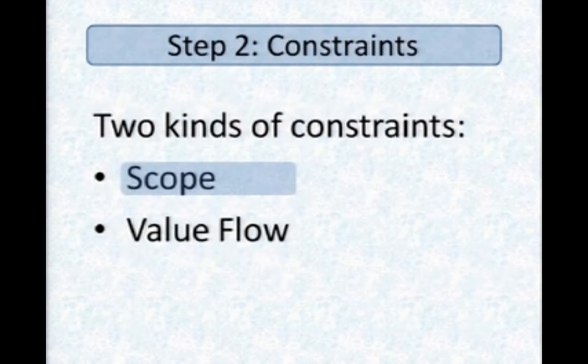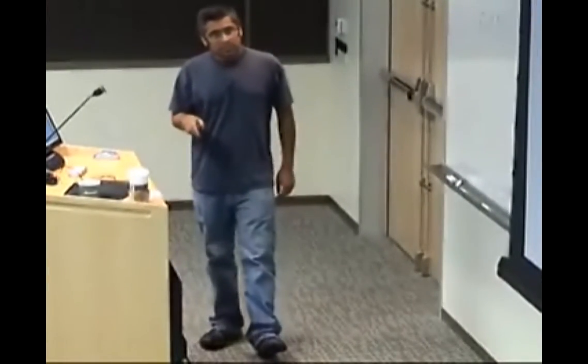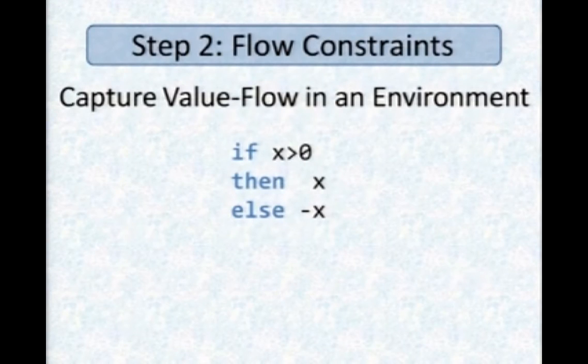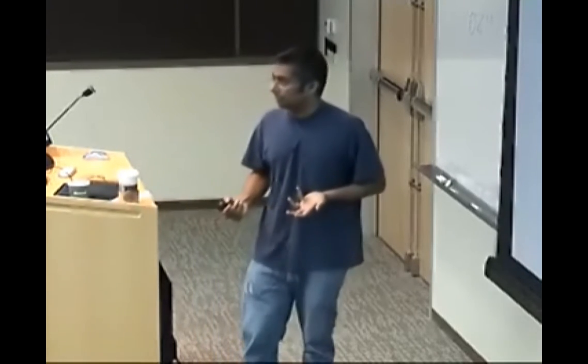Now, the scope constraints are really sort of bureaucratic. The more interesting kinds of constraints are the value flow constraints that capture what kinds of qualifiers I can actually plug in at various places. So let's look at a little fragment of code to see what a value flow constraint is really doing. What these capture is the flow of values in a particular environment. This is how we get path sensitivity.